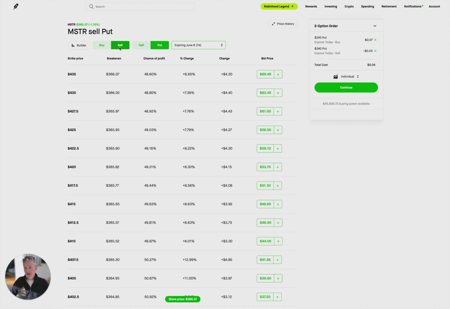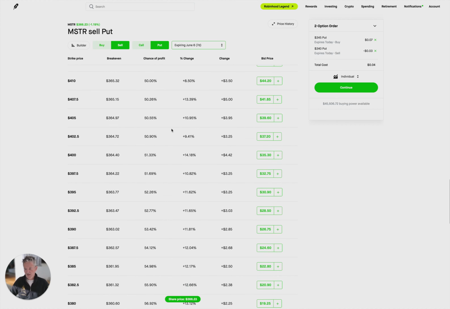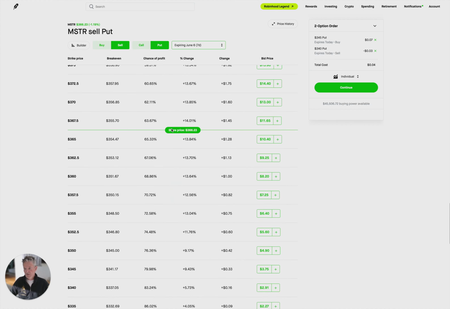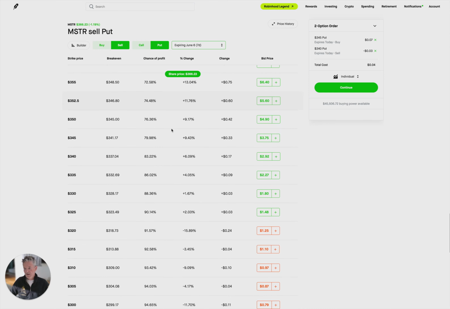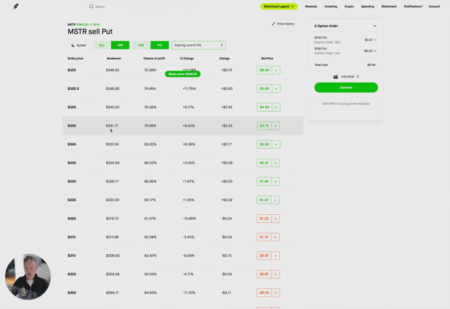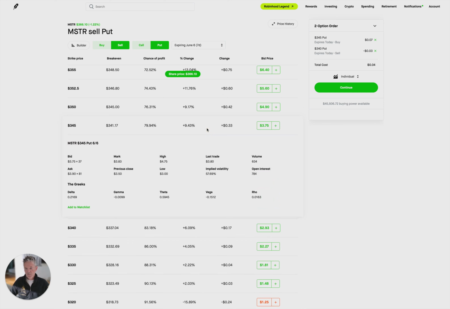We are going to now sell a put. We're going to scroll down. We want to find our 345. So we go down, down, down, and here we are. Here's our 345. And if we open that up, we can do a double check. Look at the delta, it's 0.21. That's fine. In a normal market, we would be trading at about 0.25. The market is still somewhat volatile with tariff news and recession fears, but nevertheless, this is fine.